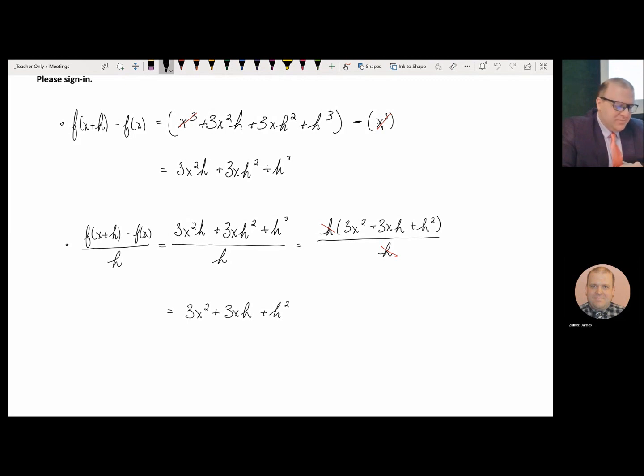Do we take the h off of the 3x squared h, or do we take it from the h cubed? Everything, right? Because h is common. I'm factoring out an h from all 3 terms. And then when you take Calc 1, hopefully next semester, there's one additional step. Then you just pass that through the limit and you have your derivative.